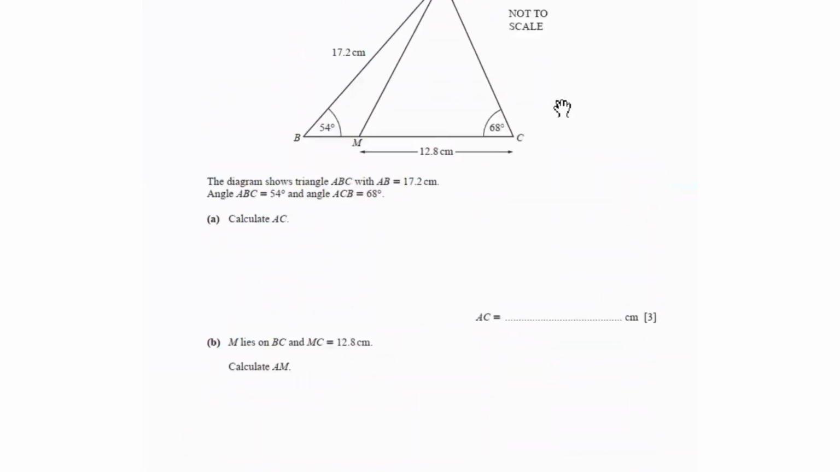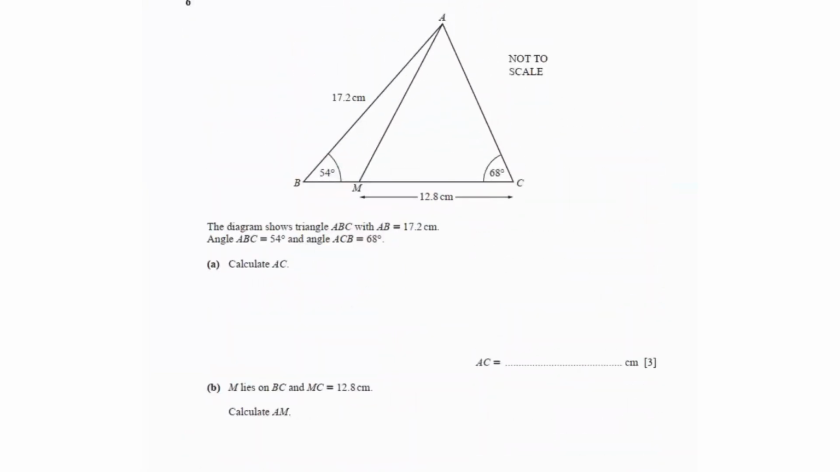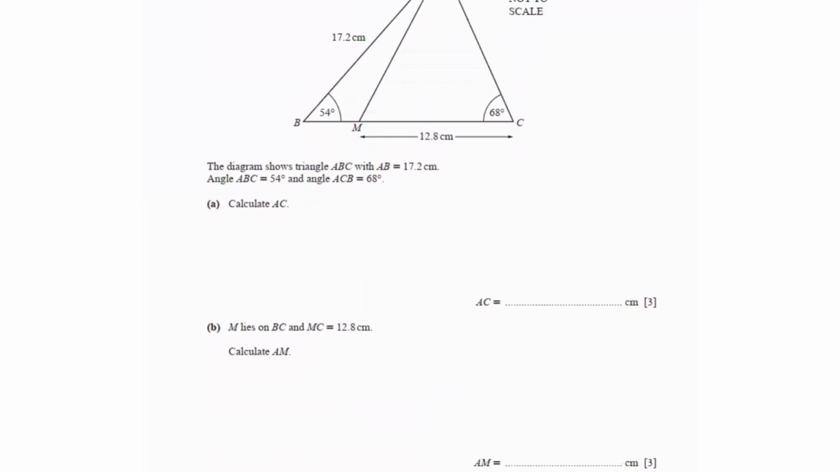Then it says M lies on BC and MC is 12.8. Calculate AM. So AM is this one. We already found this one to be 15.01. We have this length. I need to find this. So if you notice, we have two lengths and the angle between them for triangle AMC. So whenever we have two lengths and the angle between them, we always use the cosine rule to find the third length.